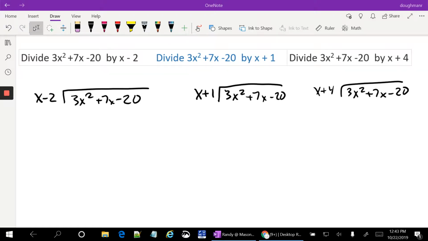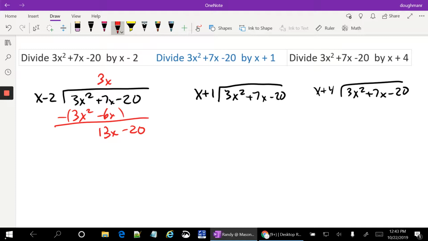All right, let's practice our newfound skill. So we've got x minus 2 divided into 3x squared plus 7x minus 2. So I believe that's a 3x. So 3x squared minus 6x. We subtract. So that's 13x minus 20.